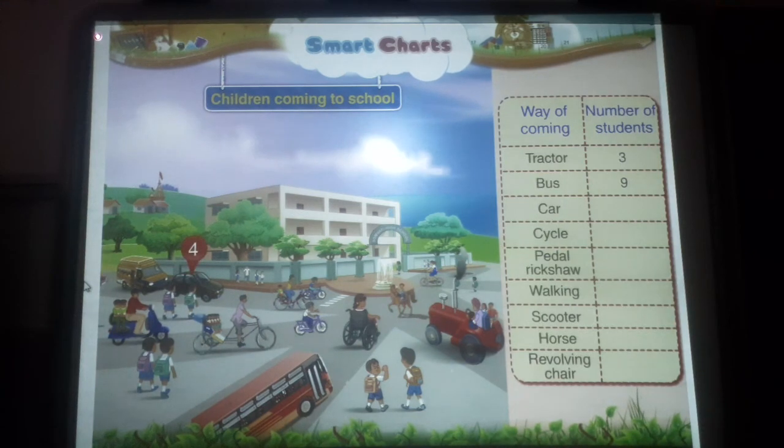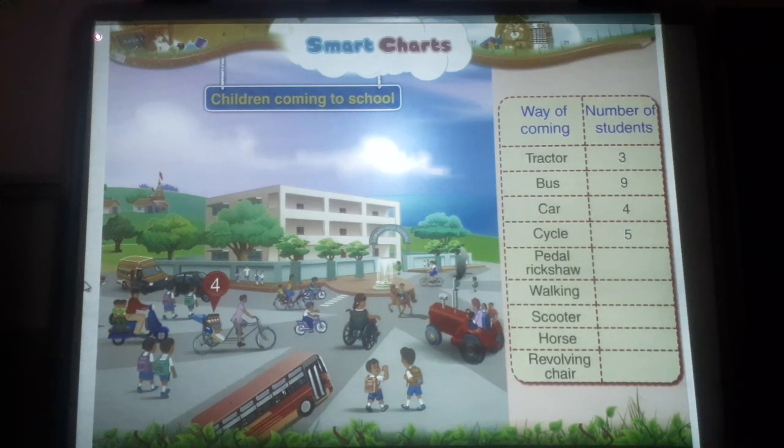4 students come to school by a car. So, we will write car in the column way of coming. And we will write 4 against car in the column number of students. 5 students come to school by a cycle. So we will write cycle in the column way of coming. And we will write 5 against cycle in the column number of students.